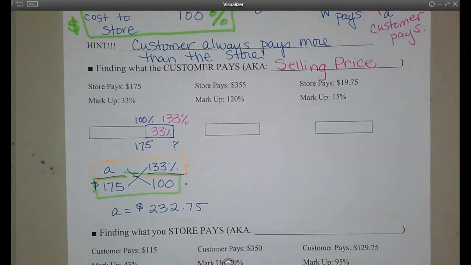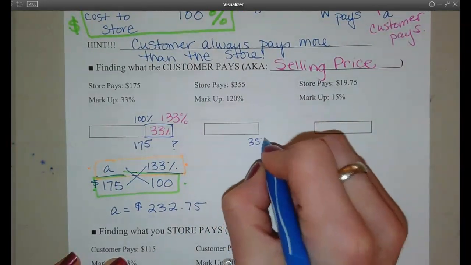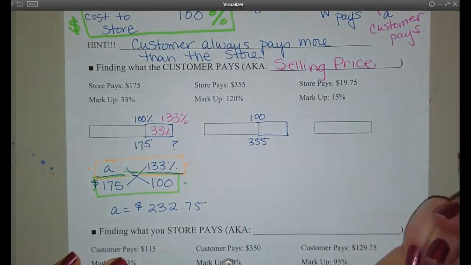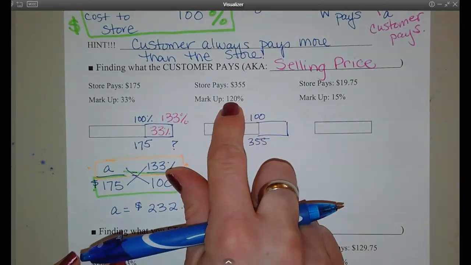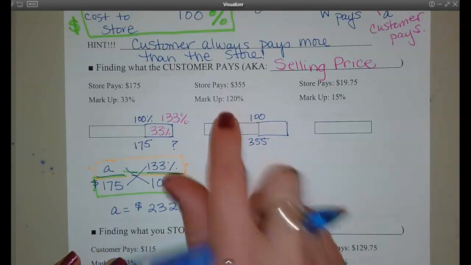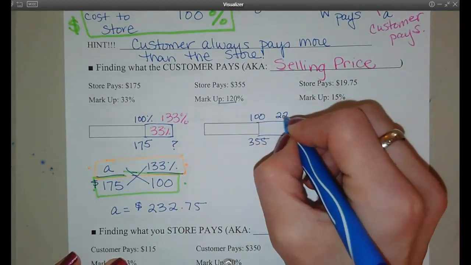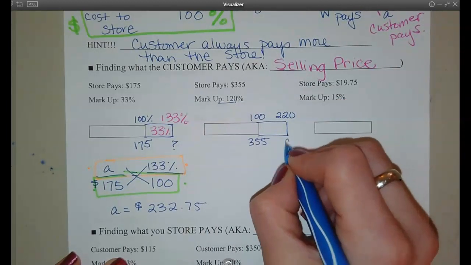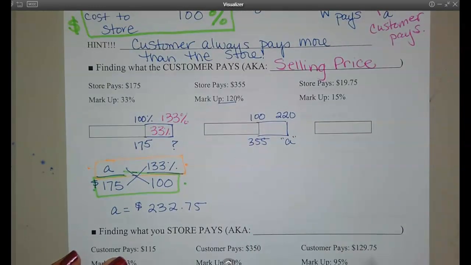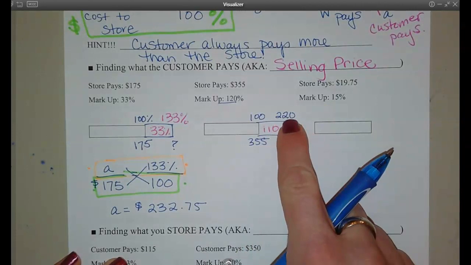Let's do another one. The store pays $355. We consider that 100%, but they're going to add on to it. They're going to add an extra 120%. Okay, now careful here. An extra 120% means now we're at 220%. And here's the part, but what the customer pays is what we're trying to find. Okay, so an extra 120 brings it to 220%.